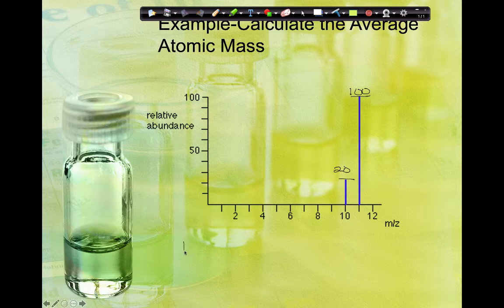So for the one that has a mass of 11, I have 100 out of a total of 120. That would be my percentage right there. And then this one, I have the mass of 10. Okay, so it appears 20 out of a total of 120. Okay, so if you're given a relative abundance, first of all, it says abundance. Second of all, you're going to notice I have 100 and then I have something else, so they're not going to add up to 100.